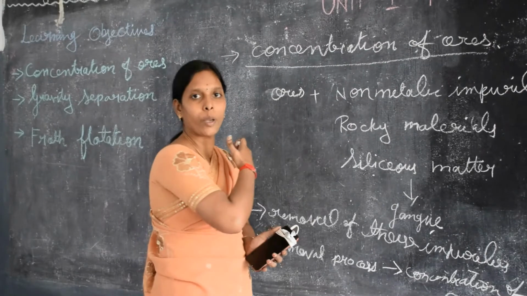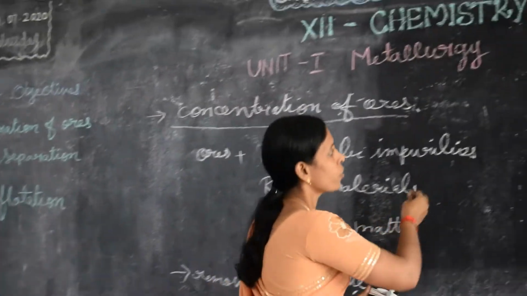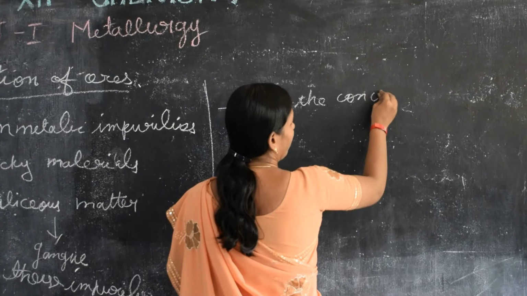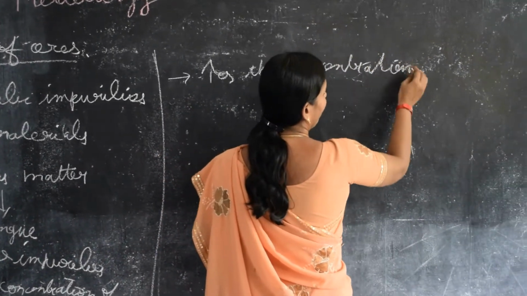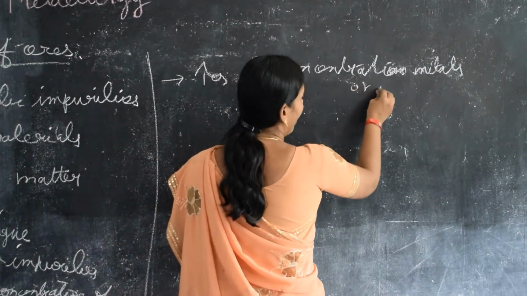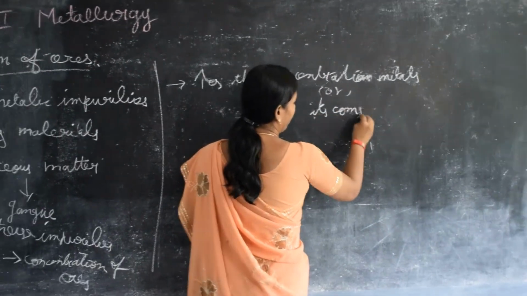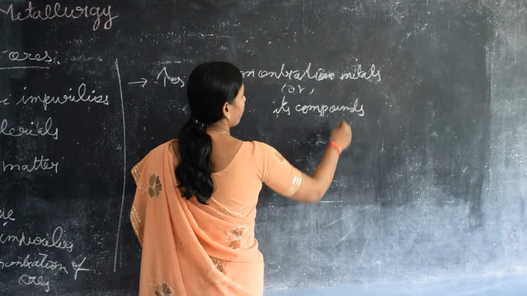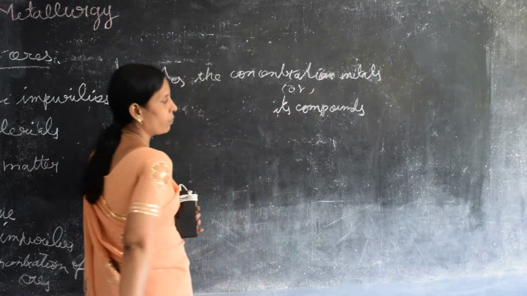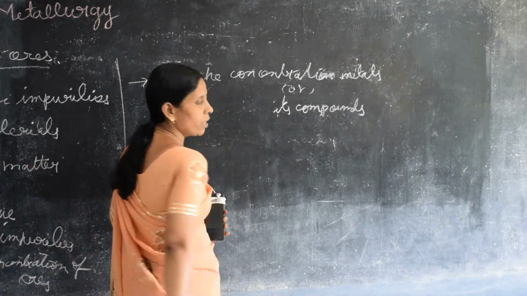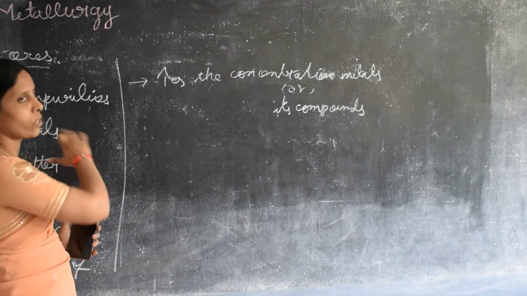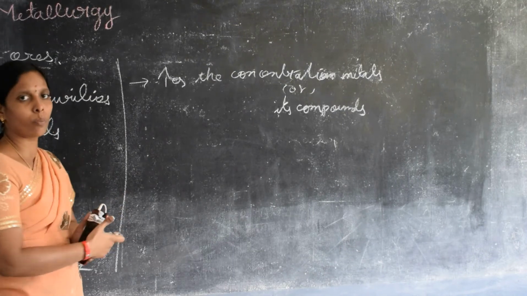Removal of impurity from the ore increases the concentration of metals or its compounds. So if the ore is in the native state, the metal concentration increases. If it is in a combined state, the compound's concentration increases. In metallurgical processes there are several methods for concentration of ore, so we have to choose the process.